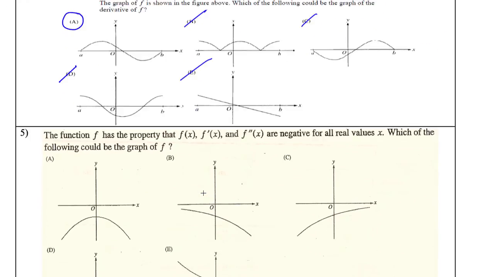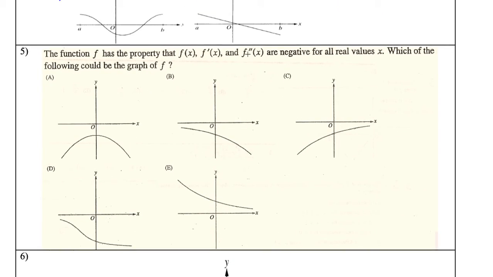The function f has a property that f, f prime, and f double prime are all negative. If it's negative, what is f of x? Is that height, slope, or concavity on that graph of f? This is height. F prime is slope, and f double prime is concavity, which means the height is all negative.